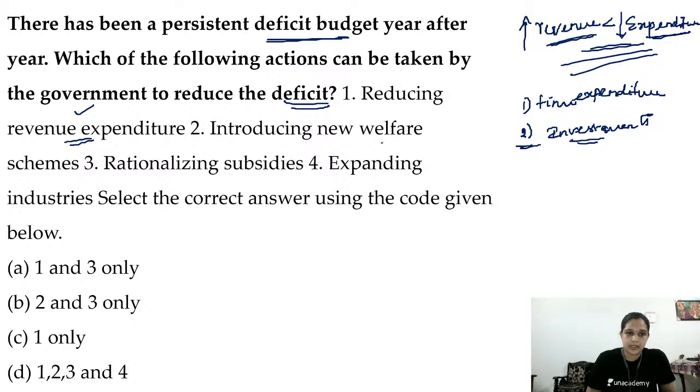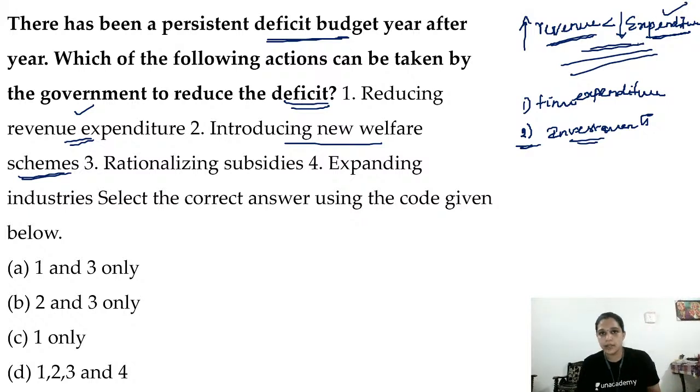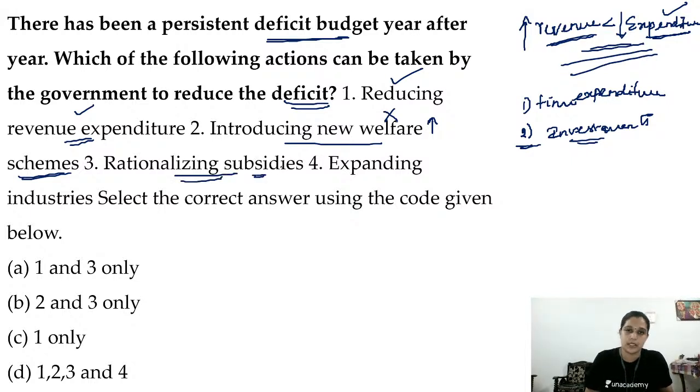Next is introducing new welfare scheme. So if you introduce new welfare scheme, what will happen? Welfare schemes are all expenditure. You should reduce the expenditure, not increase it. First is right. Introducing new welfare scheme will increase the expenditure, so this is wrong. Next, rationalizing subsidies. Obviously, subsidies are all expenditures. They come under the concept of revenue expenditure. Subsidies are the cost borne by the government. So it's a one-sided flow of money. Because of that, government will not get any revenue. So it is a revenue expenditure, not a capital expenditure. So this statement is right.